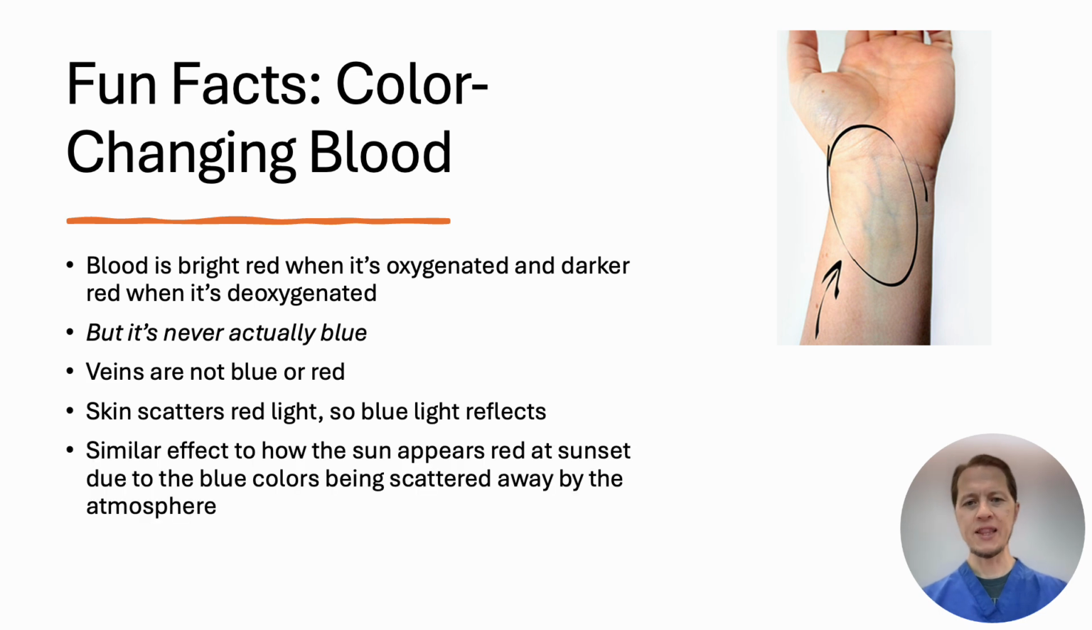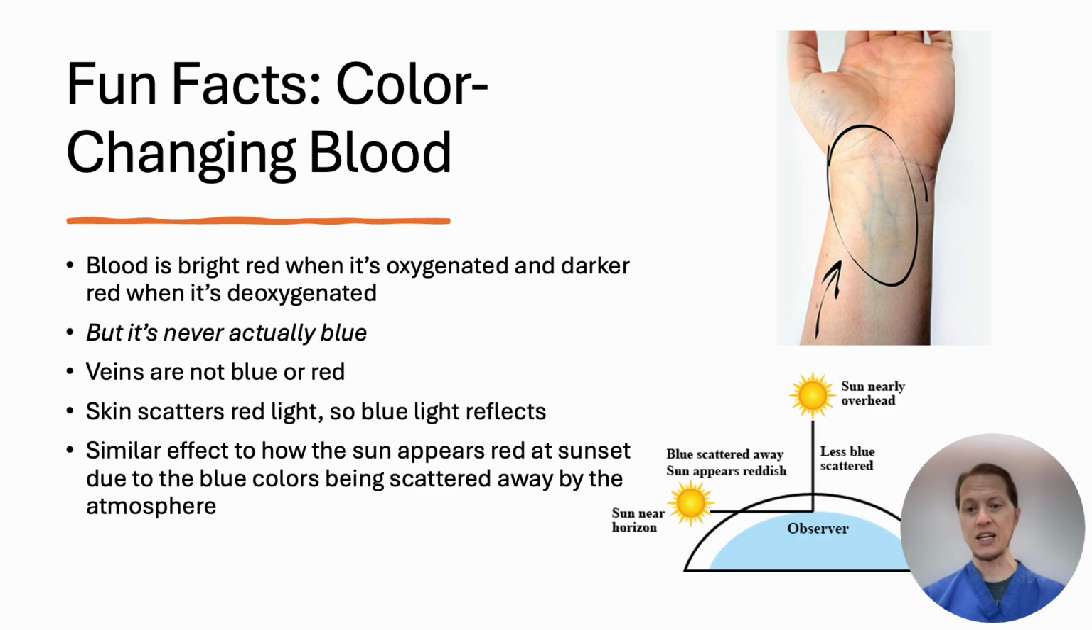In terms of why they appear blue, this is the same thing as the sun. When the sun is directly overhead versus at sunset at a 90-degree angle away from you, in terms of the red versus blue light, there's more scattering that happens when you're in a sunset position, so the sun appears very red, whereas directly overhead there is less blue scattered, so it has a different color.